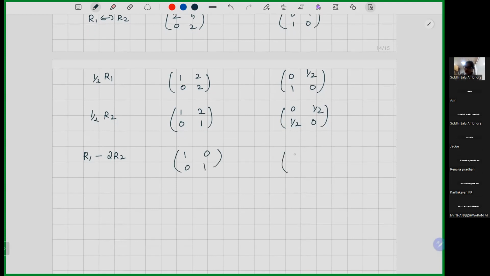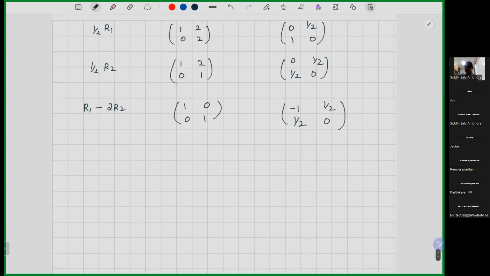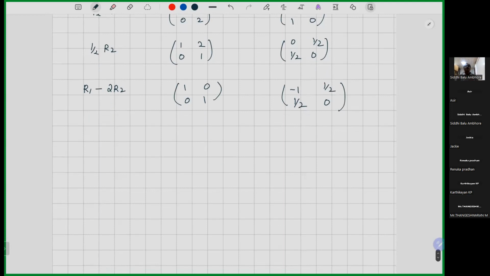And here R1 minus 2 R2, so 0 minus 2 times R2 is minus 1. So minus 1, 1/2. Here it was 0, so it won't change. So this is my matrix, which is the identity matrix, and this is my A inverse. Okay.